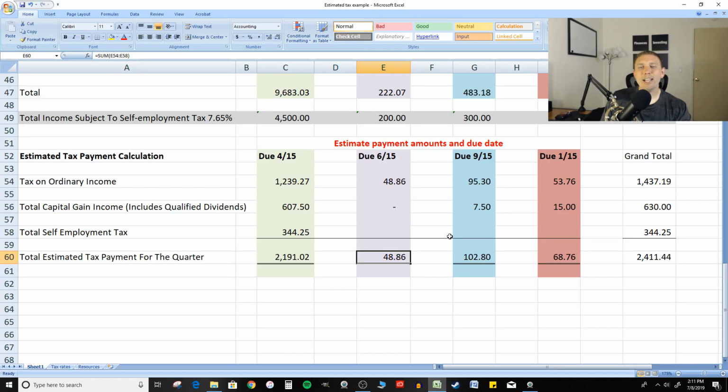Now, if your estimate's that small, then you might even just decide to hold off and not make the second quarter estimate payment, but make the payment in the third quarter if you choose to do so. Totally up to you. If you guys wanted to, there's a lot of flexibility with tax estimates, guys.